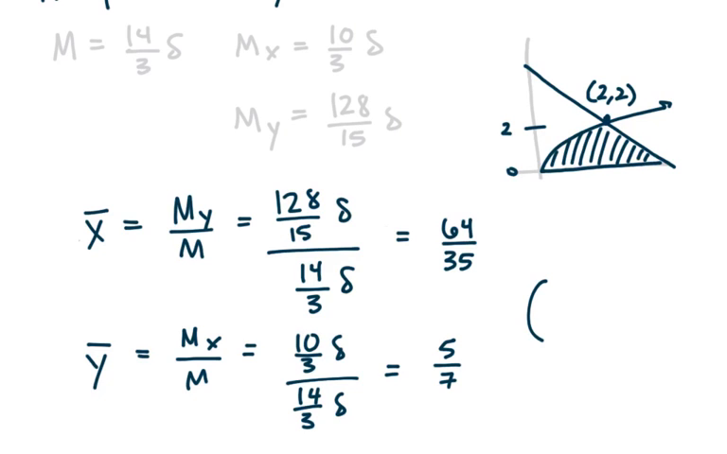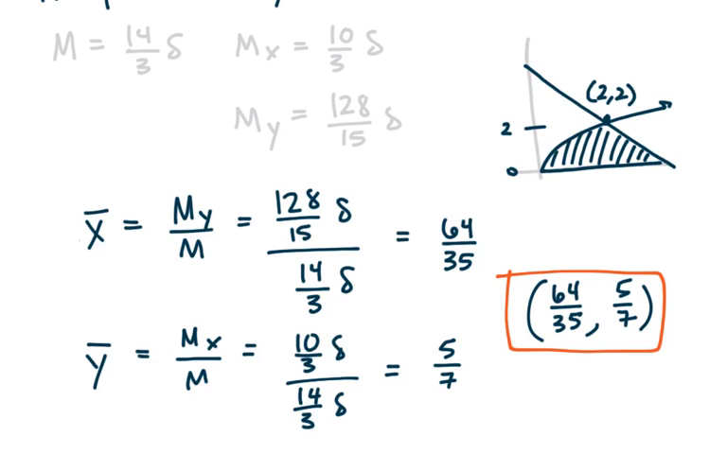So my centroid, my center of mass for this region, would be 64/35, 5/7. And so this represents the center of mass, or our centroid, for this thin metal plate.